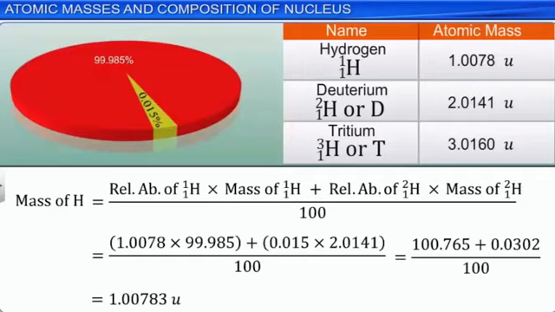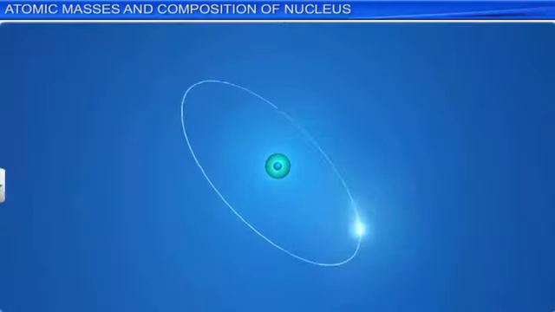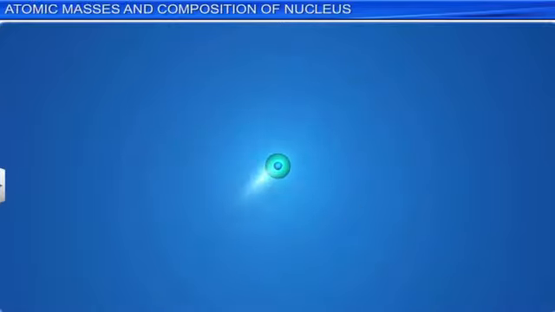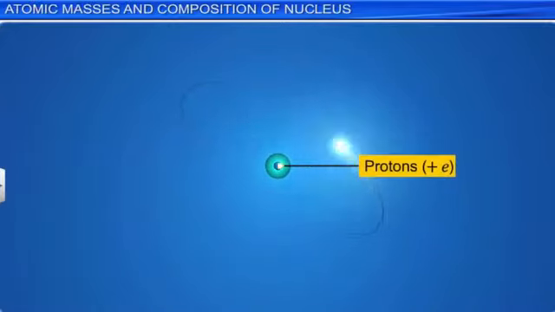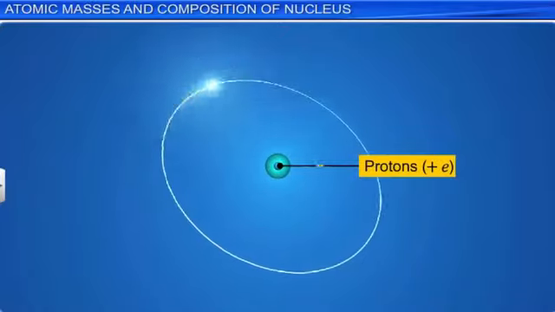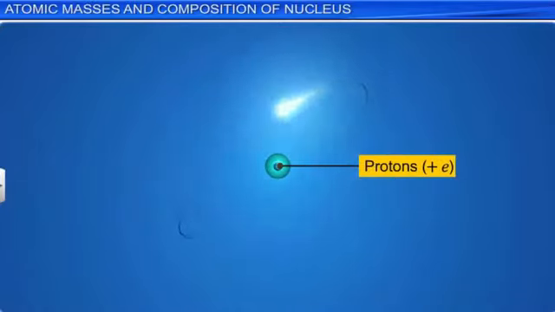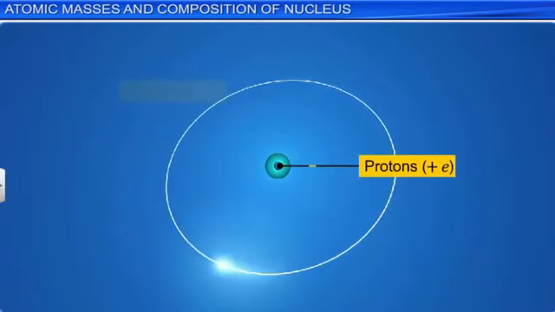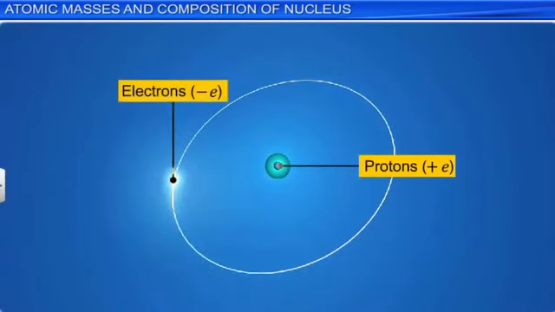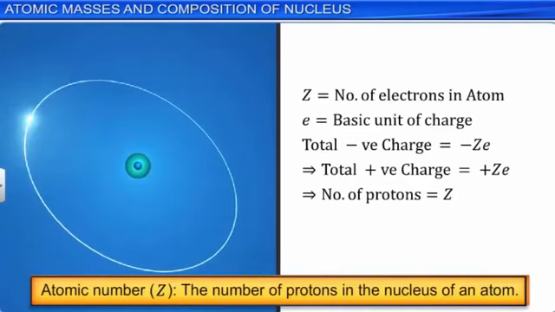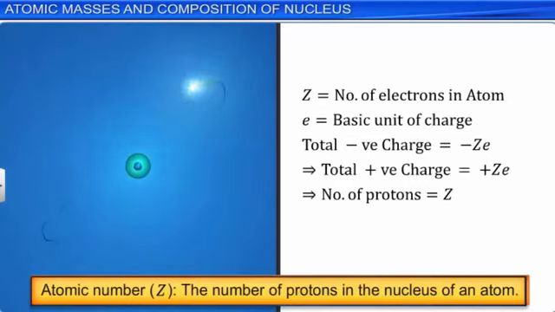The nucleus is positively charged because of the constituent protons. A proton carries 1 unit of fundamental charge, e, and is stable. The total charge on the electrons in an atom having an atomic number Z will be equal to minus Ze, since each electron carries a charge minus e. As every atom is on the whole electrically neutral, it should have a Ze positive charge. This makes it clear that the nucleus has Z protons.